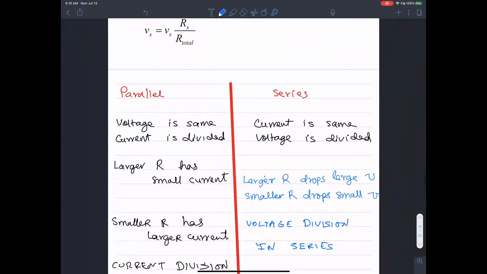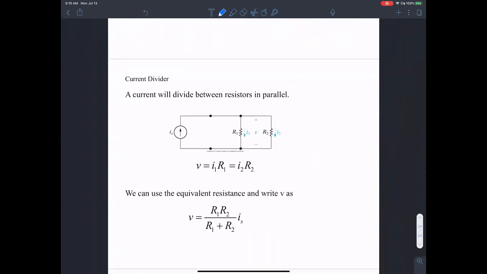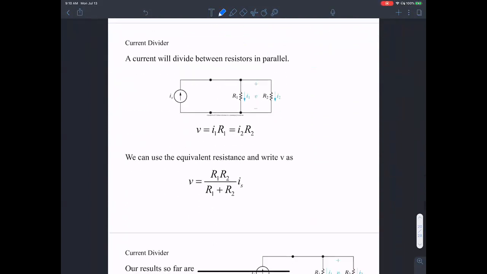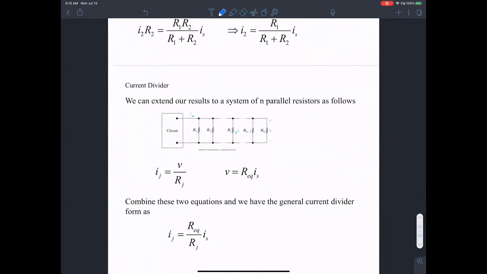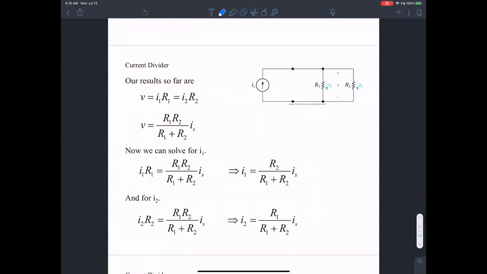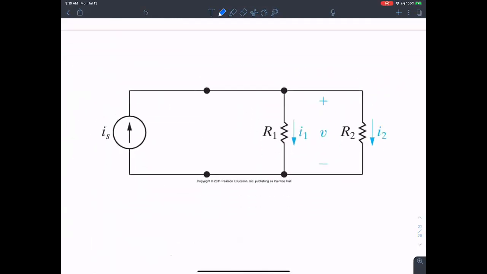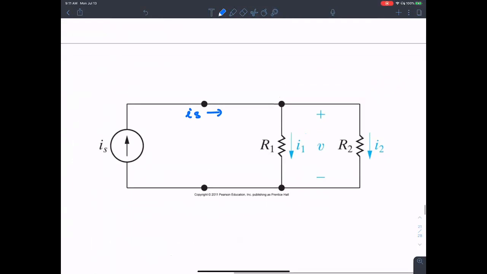Then we looked at the idea of current division as well. Current will divide across resistances in parallel, so the idea of current division comes here. I'm going to show you the expressions for current division. Look at this: a total current of Is is going in, and then that current is branching into I1 and I2. If you add up I1 and I2, it should equal Is.